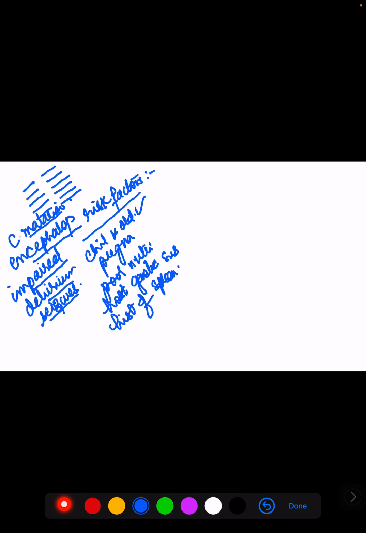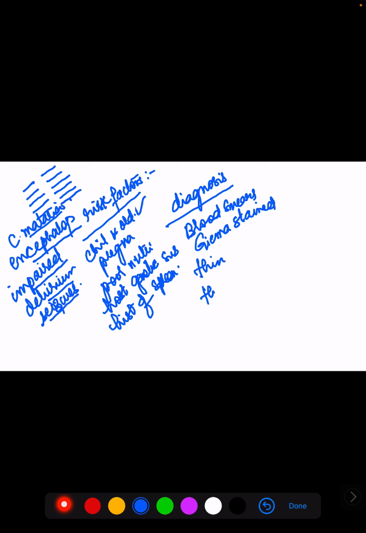And then how to diagnose malarial infection? The thing is blood smears. These are Giemsa-stained blood smears. We have a thin smear and we have a thick smear.